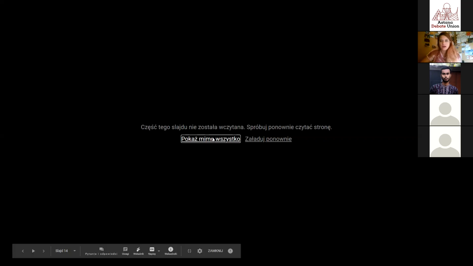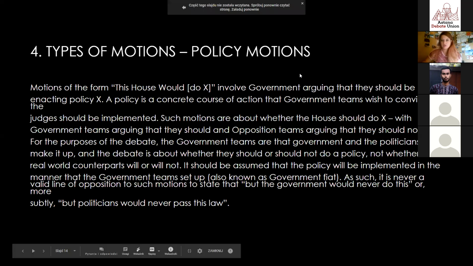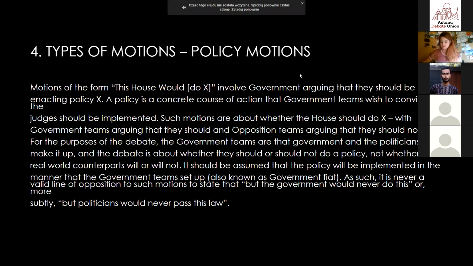Cool. Before we move on to types of motions, any questions to the previous part? Okay, cool. I will wrap it up here a bit because I have quite detailed slides, so you can always read them and ask me questions.